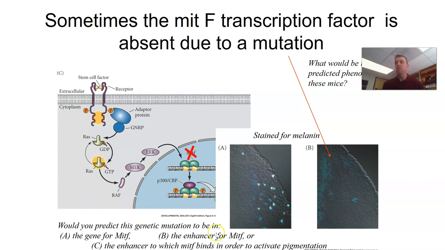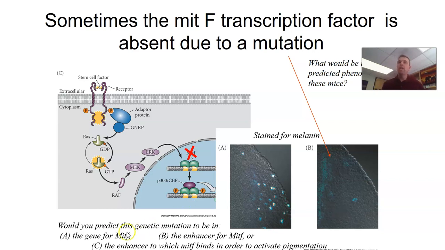Also, the enhancer to which MIDF binds. So if the enhancer for melanin, or the enhancer that causes differentiation into melanocytes is mutated, well now MIDF might even be active, but it can't bind to that enhancer anymore, and now it can't turn on that. That is only going to affect the gene for melanin. That could also cause albino to occur.